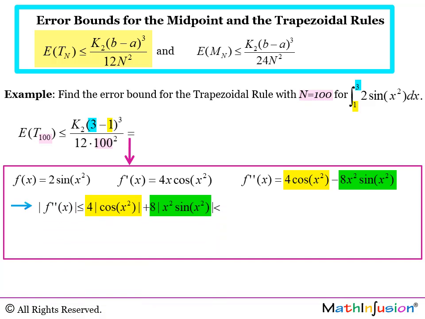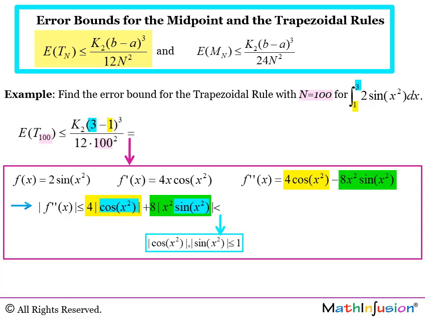Also, we're using the fact that if we have something minus something, then in absolute value to bound it, we have to take the absolute value of the first part plus the absolute value of the second part. By this, we make it much larger, most likely. So here it is. The second derivative in absolute value is bounded by 4 times cosine x to the power of 2 in absolute value plus 8 times x to the power of 2 times sine x to the power of 2 in absolute value.